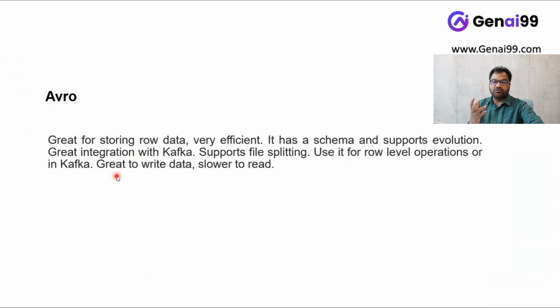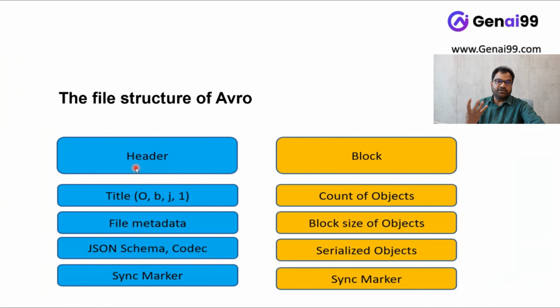Let's talk about Avro file. This is also a very important file. This is mainly used to store raw data or row oriented data with very high efficiency. It has got a schema and is good for writing, but very slow for reading. Whenever you have more writing requirement, go for Avro files. So this is the internal file structure of Avro file.